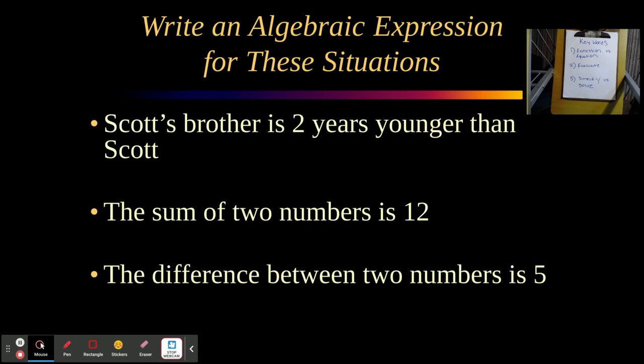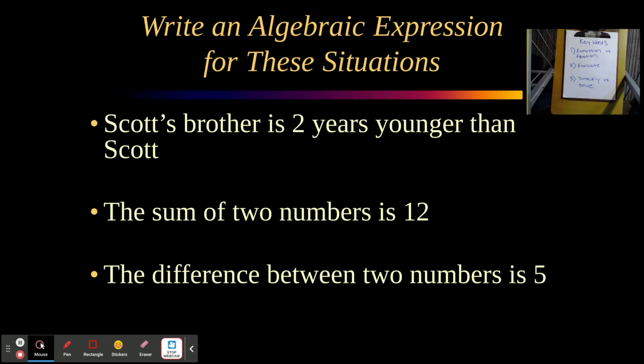So you're going to be asked to write an algebraic expression for these situations. You're supposed to be able to write an algebraic expression when you read an English math sentence, and you're supposed to be able to read an English math sentence and write an algebraic expression. So you're supposed to go back and forth.